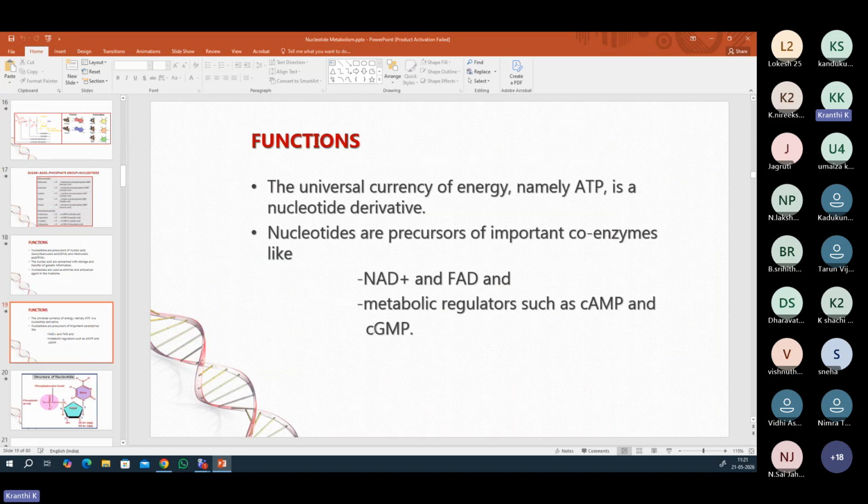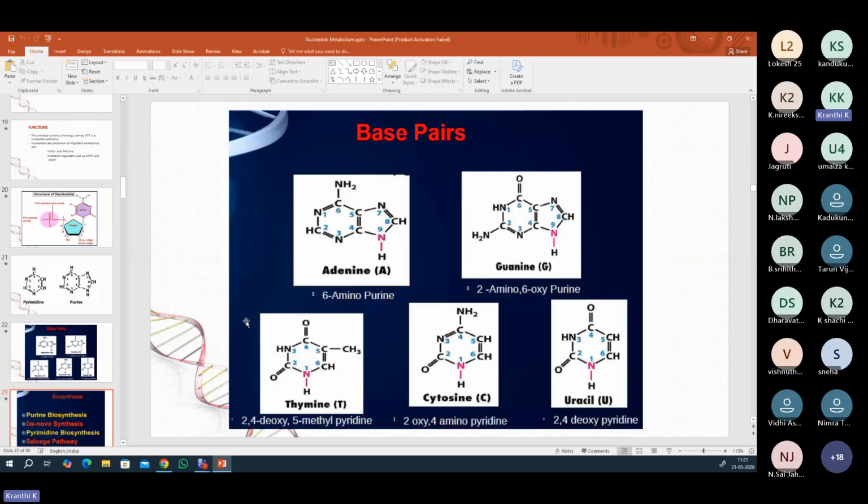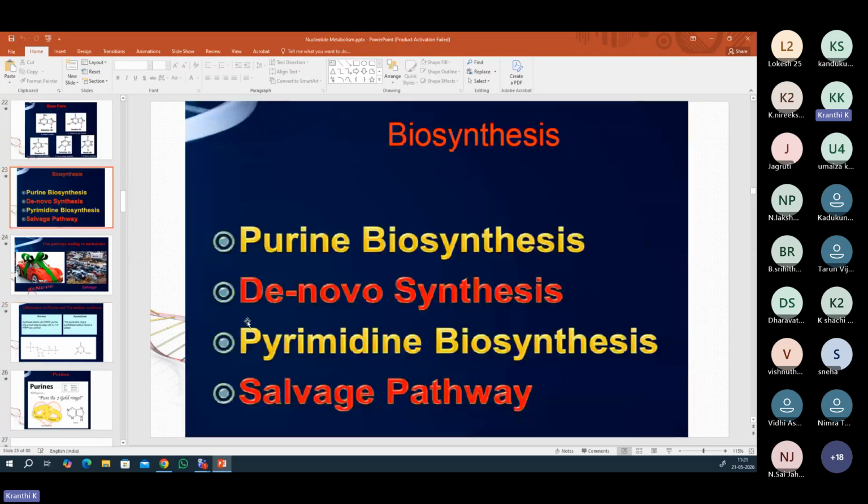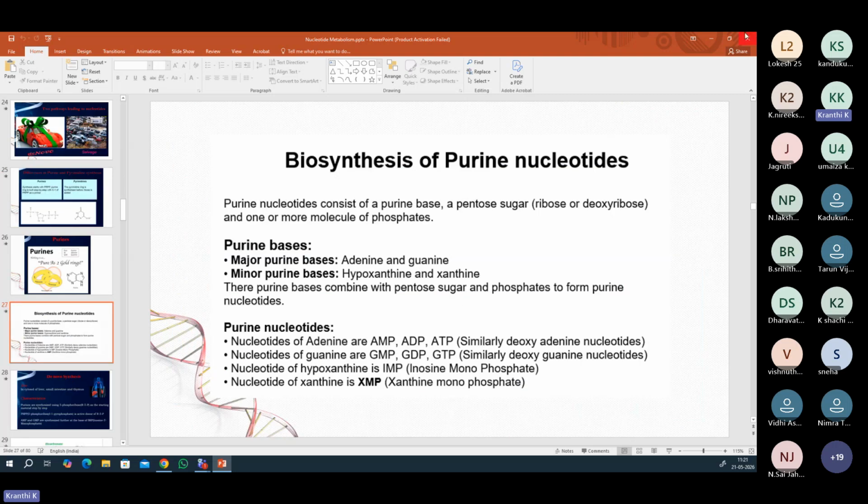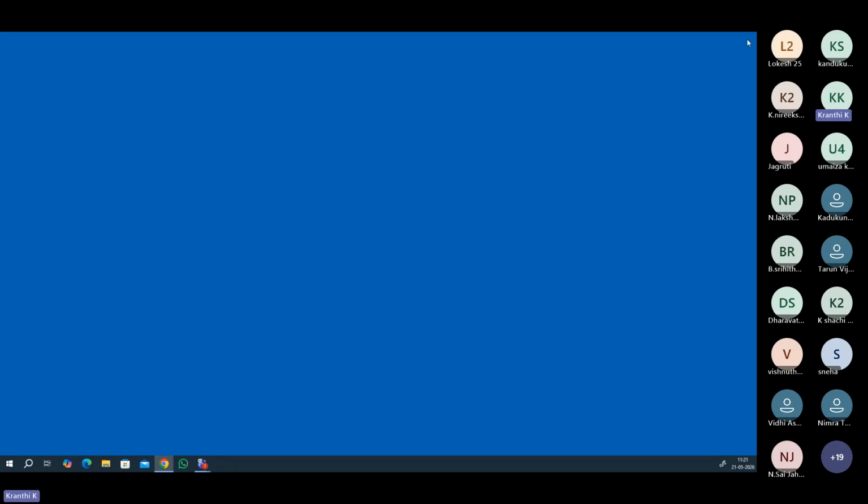Of pyrimidine also they may ask, but for pyrimidine they may ask a short question. So this is a very, very important topic, right? So this is about pyrimidine and purine metabolism.